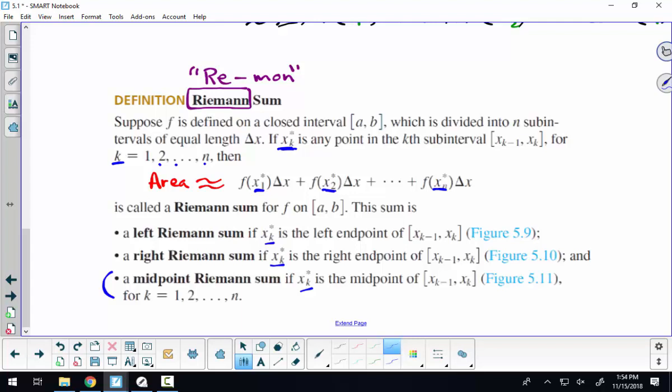Do y'all have any questions about this? It's not the prettiest looking stuff. I guess I won't hold you responsible for knowing this definition. I think having an idea of what this definition is saying is much more important than remembering where all the little things go.